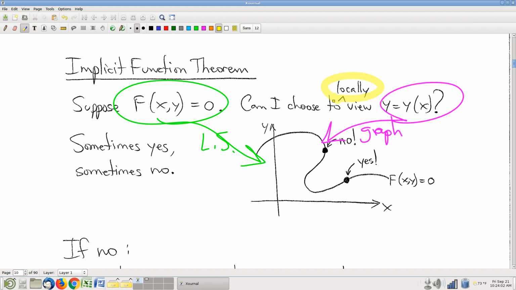We are asking here a slightly different question, though. Can I locally view it as a graph? Locally means near a particular point on the curve. So we're going to forget about all the rest of the curve. I don't care about all these other points on the curve. Can I locally view this level set as being a graph? And notice this: at that particular point on this particular curve, this one little piece of that curve near that point passes the vertical line test. And yes, at that point.